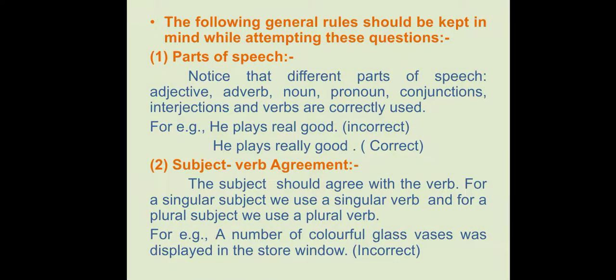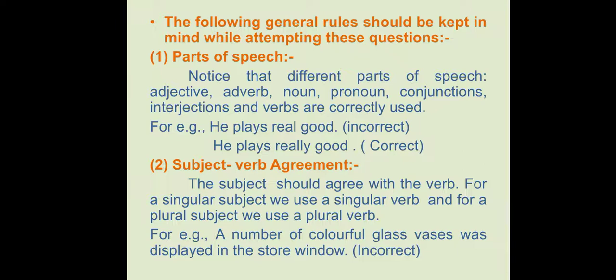Now here the general rules are given and you need to keep them in mind while attempting this question. First thing is parts of speech. Notice that different parts of speech, adjective, adverb, noun, pronoun, conjunctions, interjections and verbs, are correctly used in the given sentence. It means you can get any of the mistakes in the sentence. Here an example is given: he plays real good. This is incorrect. You need to write the sentence like this: he plays really good.